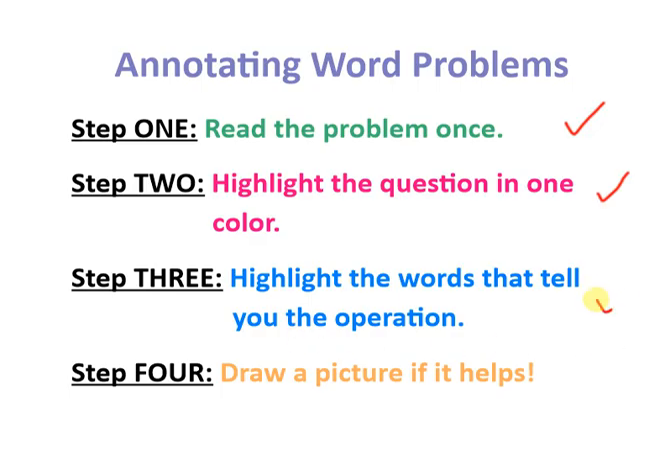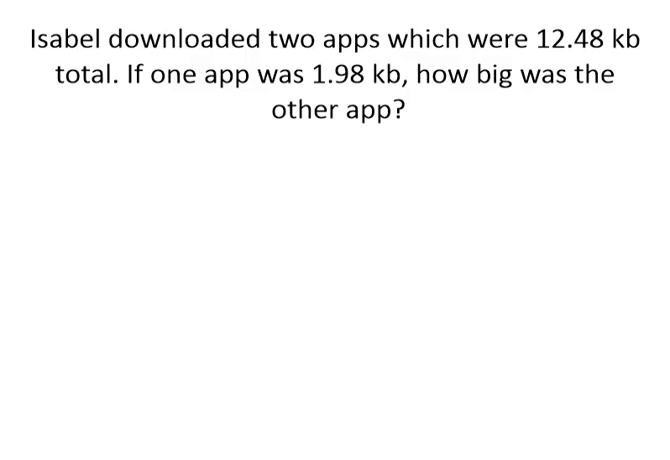Step 3, highlight the words that tell you the operation. This is to help you understand, well, what is the problem actually asking me to do? Addition, subtraction, multiplication, division. Especially when we get to division, well, which number comes first? Remember that struggle with fractions. And step 4 is an optional one. If it helps you to draw a picture, draw a picture. If it doesn't help you, then you can omit that step. All right, let's go ahead and get started.